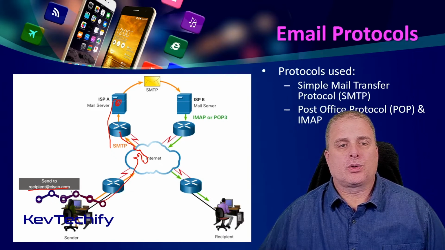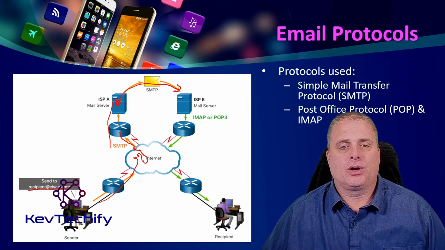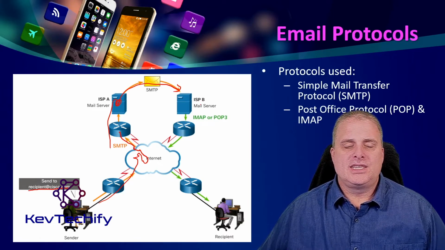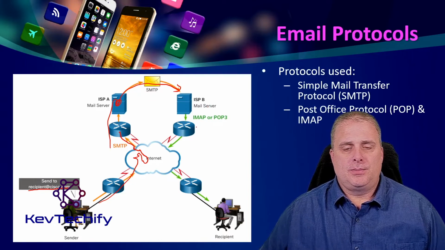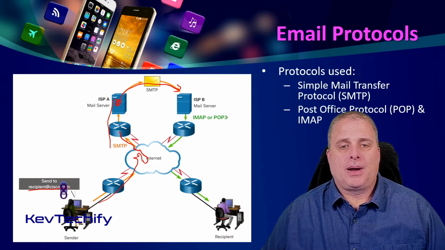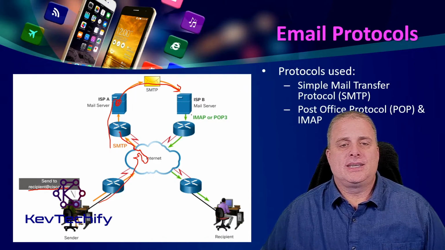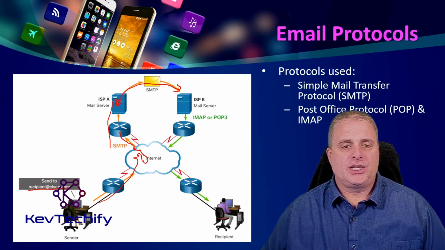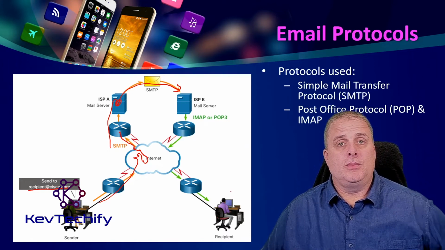It goes across the internet. It uses SMTP, Simple Mail Transfer Protocol. And then once it's at the recipient's email server, that recipient uses either IMAP or POP3. POP3 is the Post Office Protocol to get that email, that information, off of their own mail server, so that way the recipient can read the email.